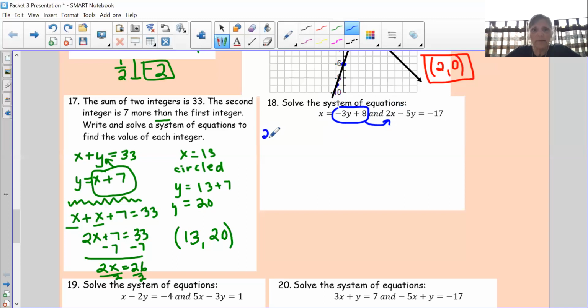So 2x. That is wrong. Let me erase that. I've got to put a parenthesis here, because all this goes there. And then minus 5y equals negative 17. Okay, negative 3y plus 8.